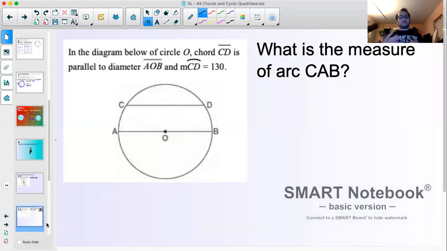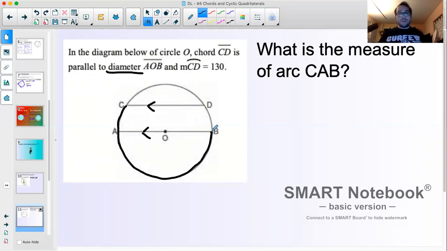In the diagram below of circle O, chord CD is parallel to the diameter AOB. The measure of arc CD is 130 degrees. Interesting. So before you do anything, before I even read the question, mark up your diagram. So it says that CD is parallel to the diameter AOB. Diameter is going to be important. I'm going to underline that. And we want to figure out the measure of arc CAB. This is what we want.